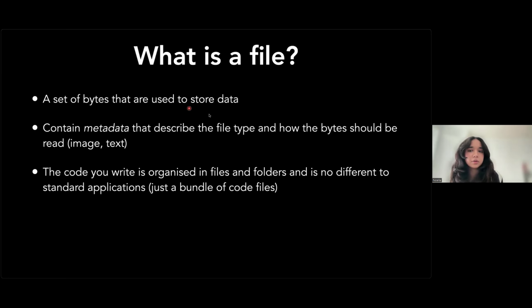And so, every file contains metadata that describes the file type and how the bytes should be read. Because essentially, an image file and a text file, if you open them up, are all binary and they all look the same. So we actually have to tell the operating system and the applications how to read that file. For an image, you'd have to read all the binary and turn it into pixels that you can create an image from.